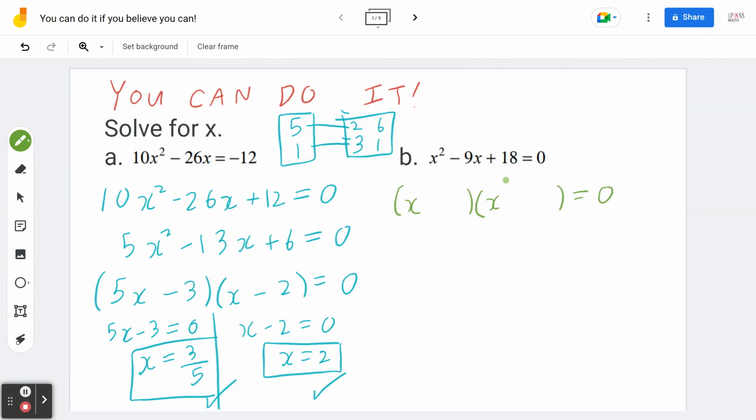You think of two numbers such that when you multiply them, it's going to give you 18, but when you add them, it's going to give you negative 9. So for example, x minus 3 times x minus 6. Again, you can divide this into 2 different columns.